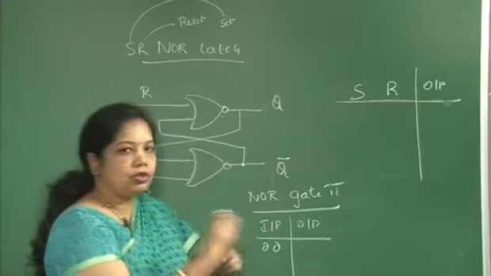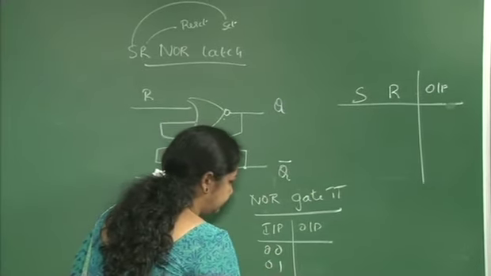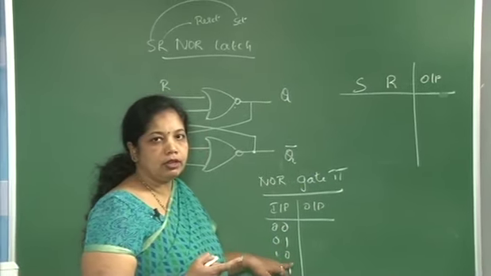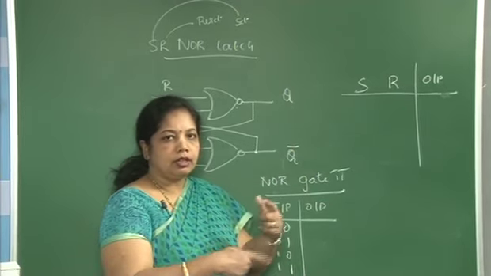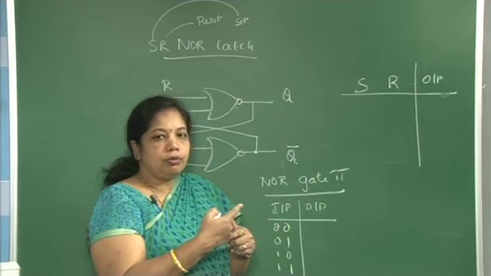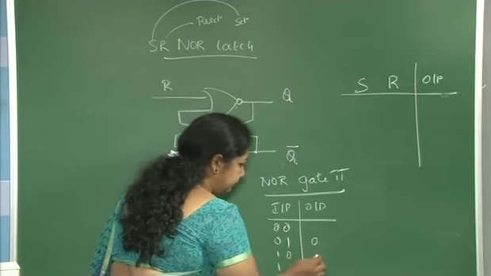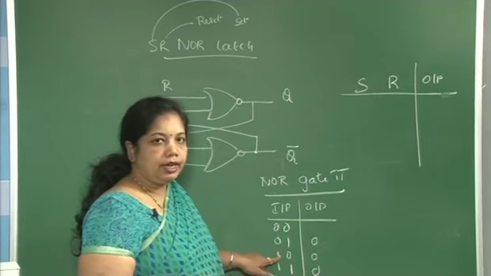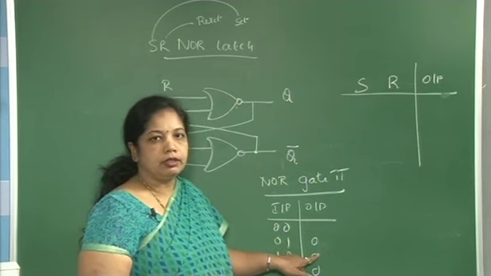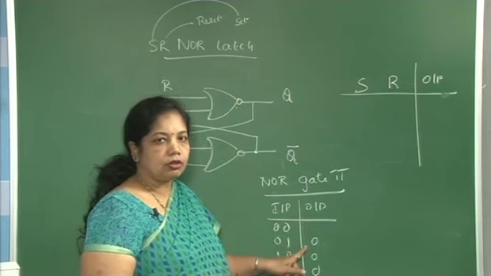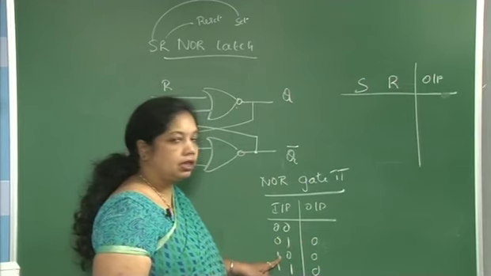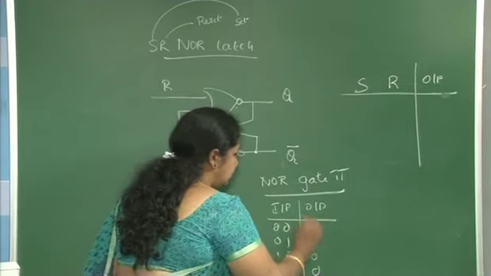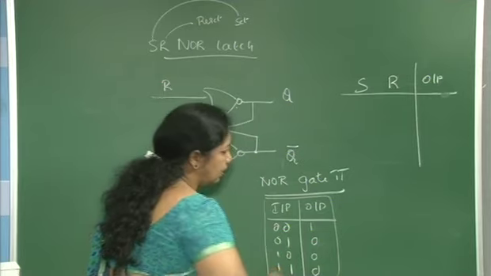The NOR gate is the opposite of the OR gate. As we know, in an OR gate, if any one of the inputs is 1, my output will be 1. It is the reverse in a NOR gate: NOR is the complement of OR. If any of the inputs is 1, my output is 0. If both are 0, my output will be 1. This is the truth table of the NOR gate.